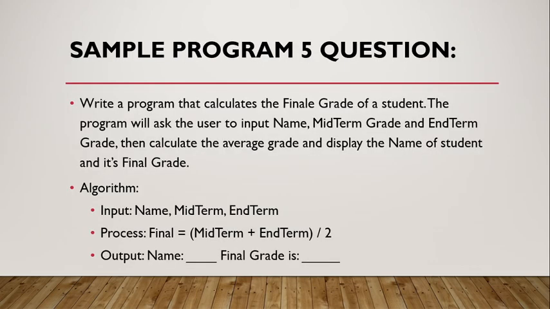Sample program 5 question. Write a program that calculates the final grade of a student. The program will ask the user to input name, midterm grade, and end term grade, then calculate the average grade and display the name of the student and the final grade. The algorithm for input, process, and output will be: input, let's declare string name, and integers midterm and end term. Process, we will compute the average of the input grades, this will be our formula: final equals midterm plus end term, divided by 2. Output, the program will display the name, and final grade is.